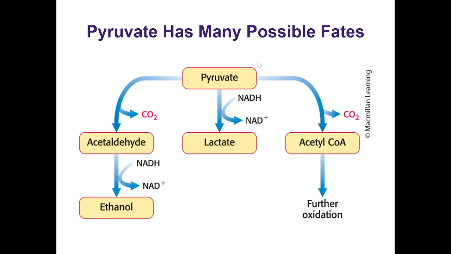So, pyruvate has many possible fates. Pyruvate is one of these ubiquitous molecules again. We'll actually see pyruvate in other pathways later on, and they're all linked, okay? So right here, this is the pyruvate going to acetyl-CoA. This is actually going to lose CO2. Then you go to acetyl-CoA. Then you'll go in for further oxidation. This is the citric acid cycle oxidative phosphorylation pathway.